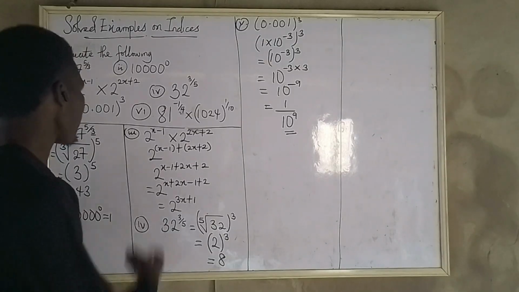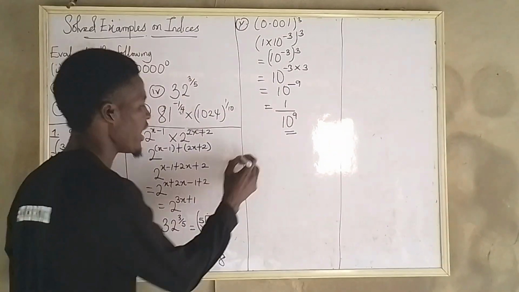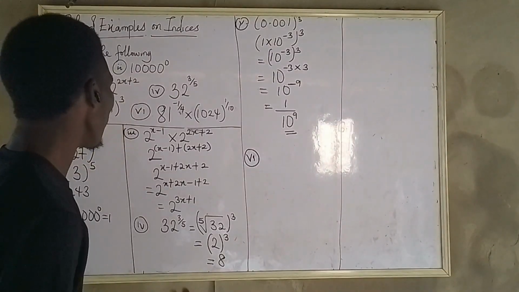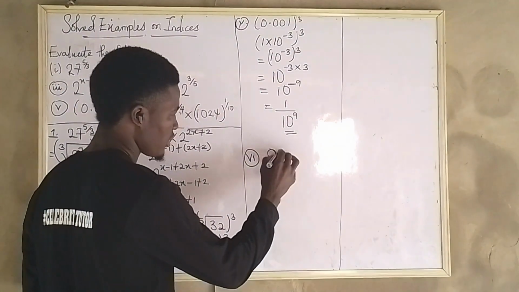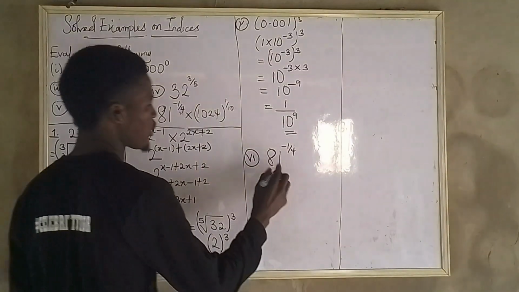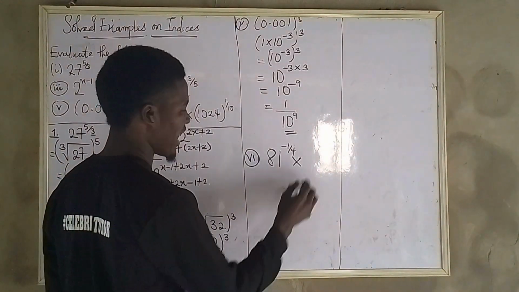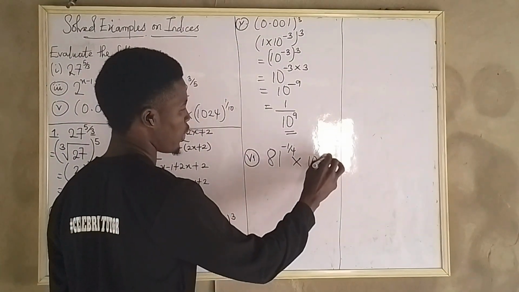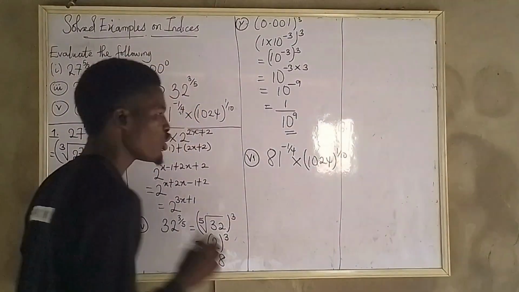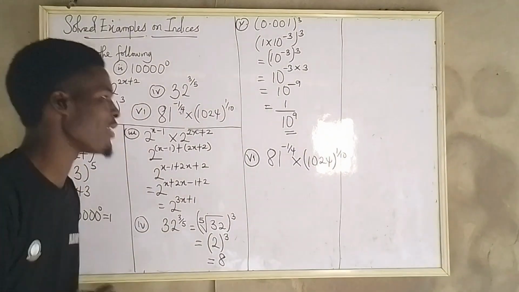Alright. So, the last question here, we have question 6, which says that 81 raised to power minus 1 over 4. I have to put this at the last question because it's quite complex. Times 1024 raised to power 1 over 10. Now, you have to break this question down.